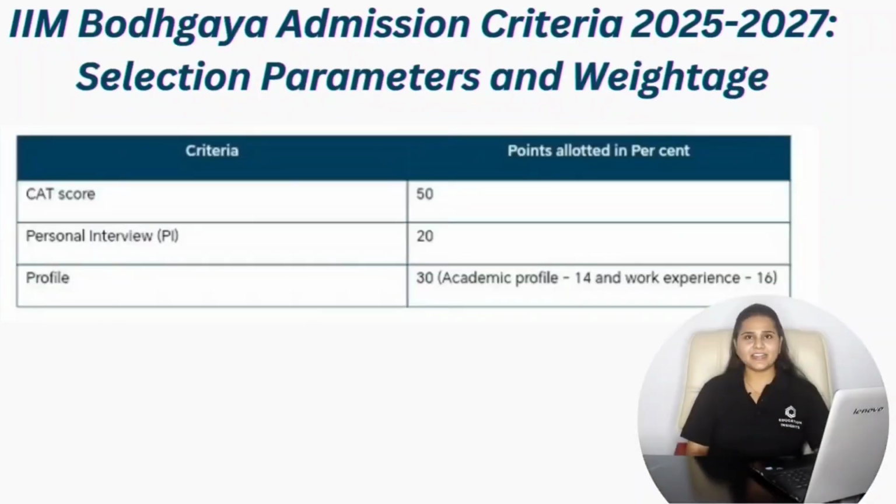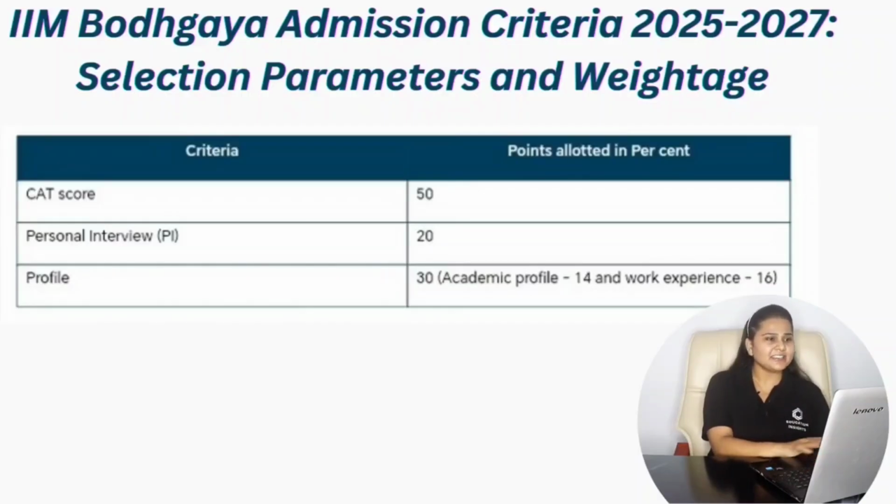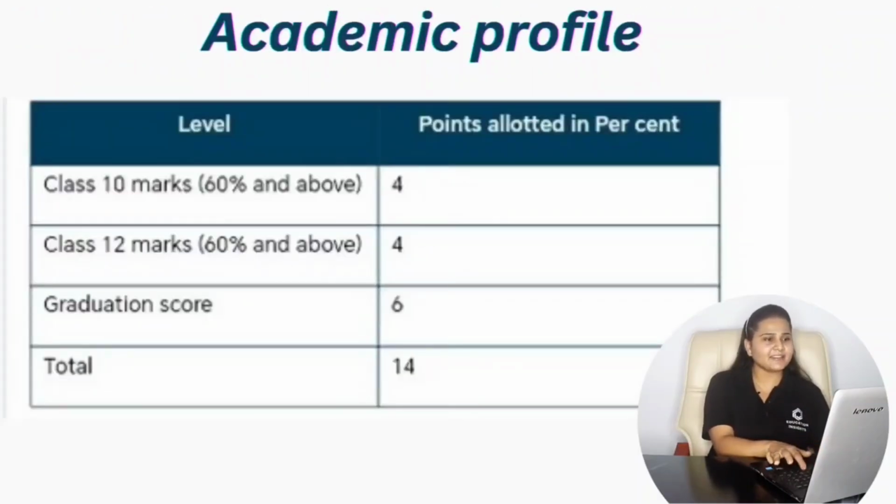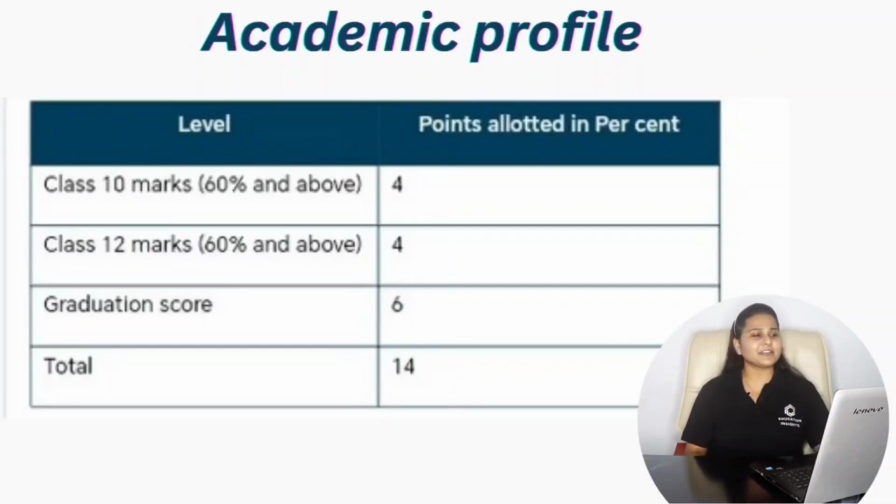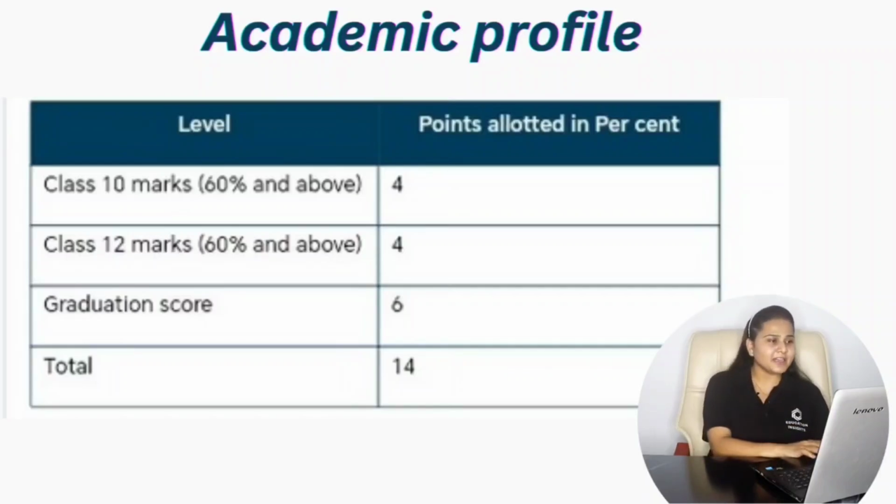Then coming to the final selection criteria for the Indian Institute of Management Bodh Gaya. In IIM Bodh Gaya, 50% weightage is given to your CAT score, 20% to your personal interview and 30% to the profile. In that, 14% weightage is given to the academic profile and 16% to work experience. In the academic profile of 14%, 4% weightage is given to your class 10th marks. If you have 60% and above, there are 4 points allotted for your 10th marks. Then for class 12, 4% weightage is given, and for your graduation score, 4% weightage is given. Like that, 14% weightage is given to the academic profile.